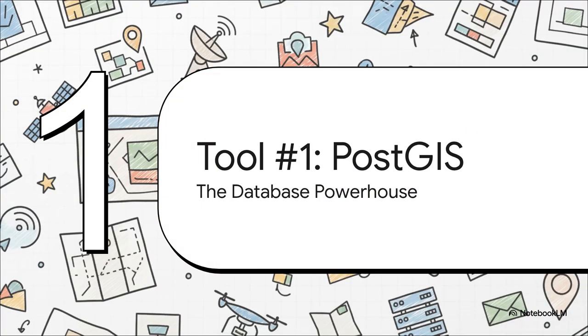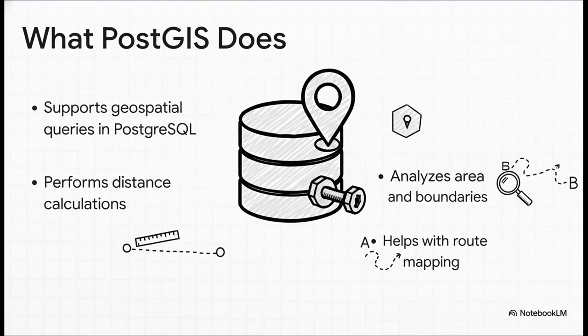Our first tool is PostGIS. Now, this isn't some program you download and run by itself. Nope, it's a super powerful extension that gives a normal database actual geographic superpowers. So what it does is it bolts right onto a PostgreSQL database and suddenly lets that database understand geography. All of a sudden, your database can answer questions about distance, it can figure out if a location is inside a specific boundary, and it can do all the heavy lifting for mapping out routes.